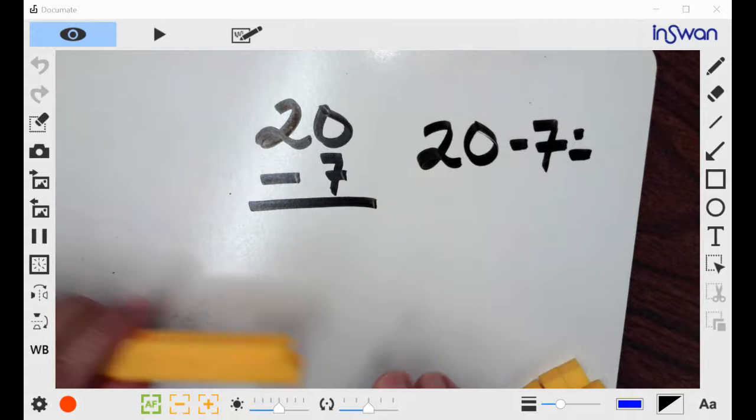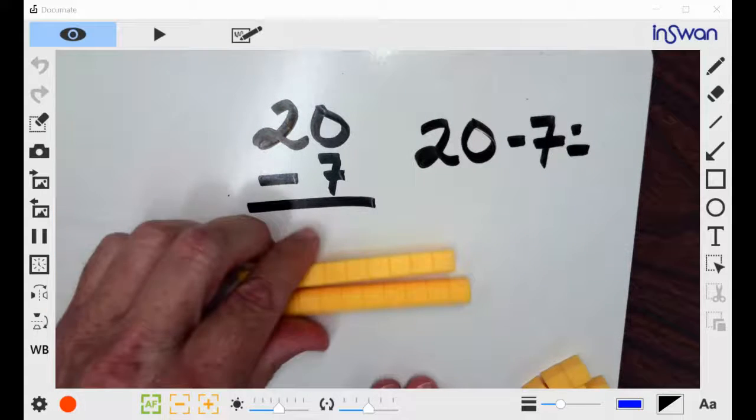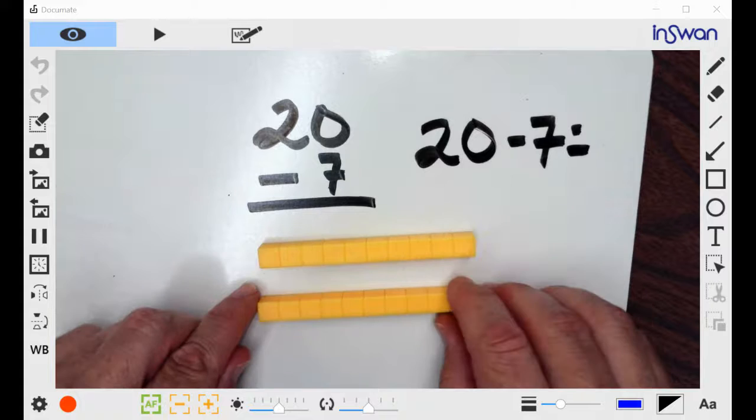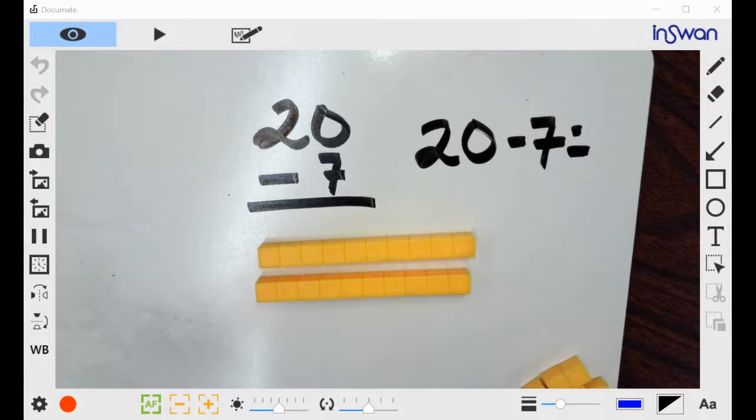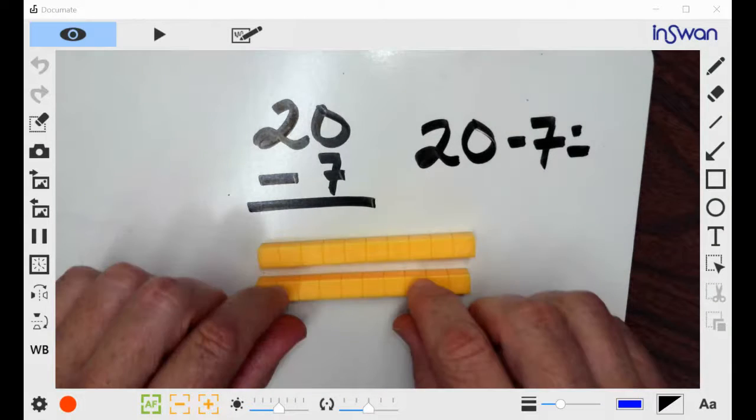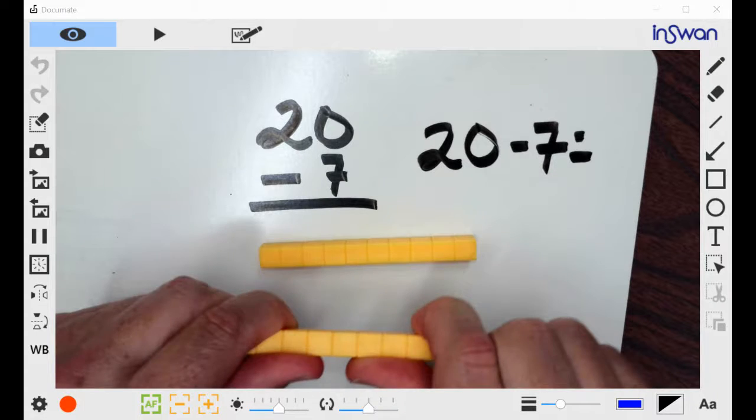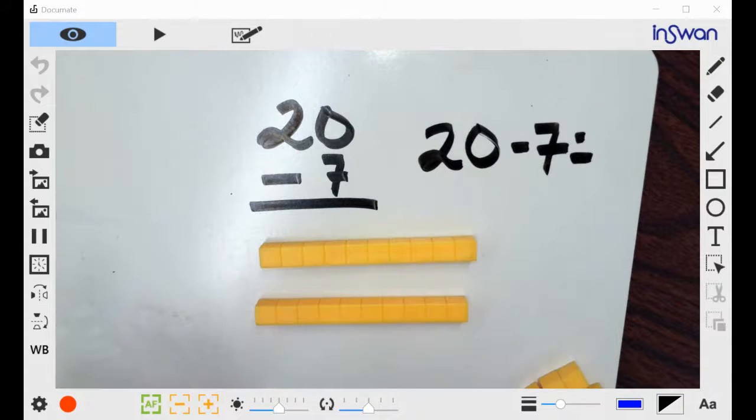So I start with 20. So this is 10, and that's 10. And there's 20. Well, I can't break this apart in order to take 7 away because I need to regroup. So what I'm going to do is make an exchange.